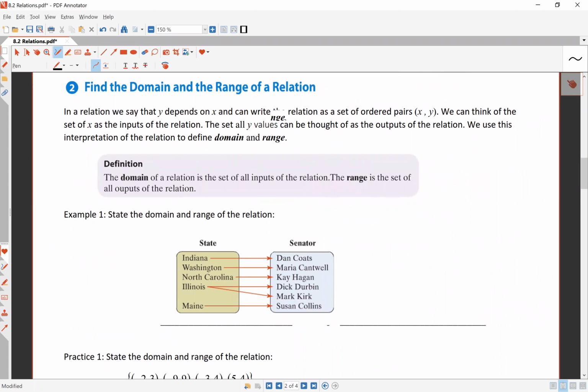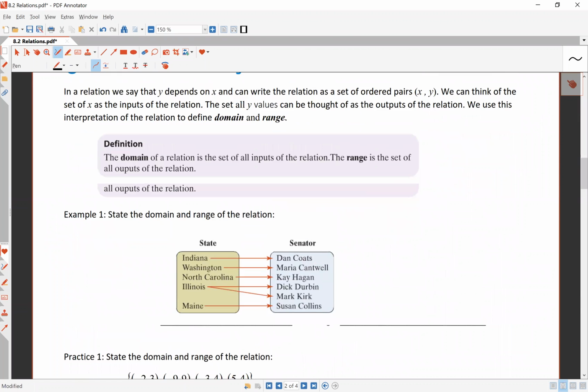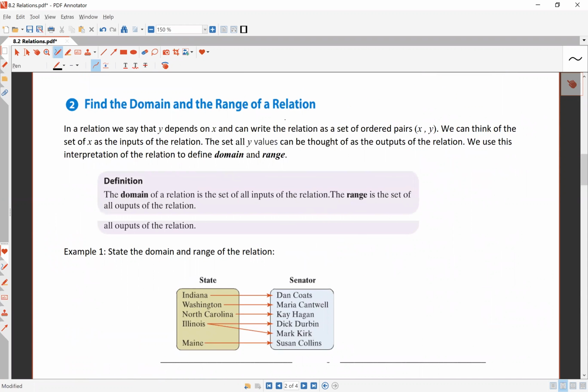In a relation, we say that y depends on x, and can write the relation as a set of ordered pairs, x comma y. We can think of the set of x as the inputs of the relation, and the set of all y values can be thought of as the outputs of the relation. We think of putting in Indiana and out comes the senator Dan Coats. In Washington, out comes the senator Maria Cantwell.